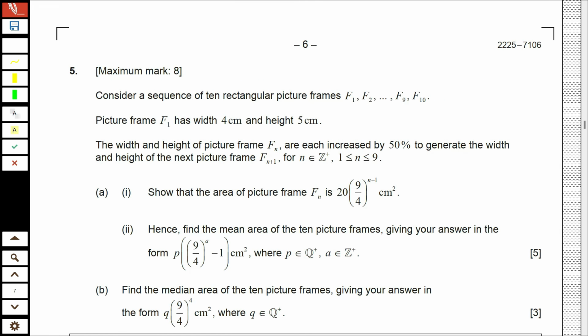Question 5. Consider sequence of 10 rectangular picture frames F1, F2, all the way to F9 and F10. Picture frame F1 has width 4 cm and height 5 cm. The width and height of picture frame Fn are each increased by 50% to generate the width and height of the next picture frame Fn plus 1 for n a positive integer between 1 and 9. Show that the area of picture frame Fn is 20 times 9 over 4 to the power of n minus 1.